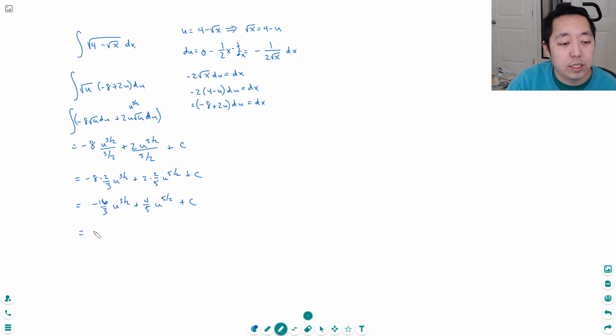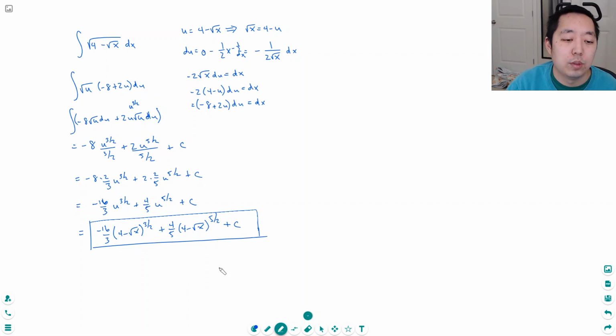And the last step, I just replace u with this. So this is negative 16 over 3 times (4 minus square root of x) to the 3/2 plus 4/5 times (4 minus square root of x) to the 5/2 plus c. And I'll leave it as an exercise for you to show that the derivative of this actually does equal the original integrand, but it should work out unless I messed up on the math there.